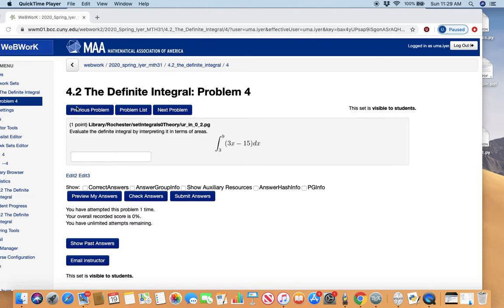This is problem 4, section 4.2. Evaluate the definite integral by interpreting it in terms of areas. Integral 3 to 9 of 3x minus 15 dx.